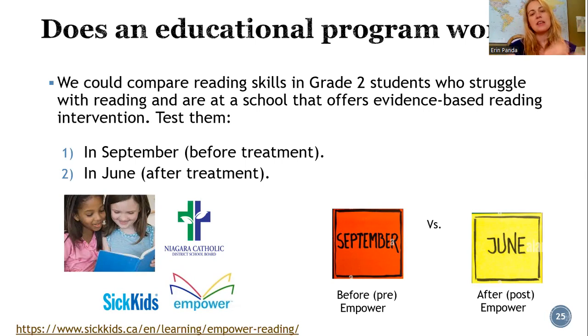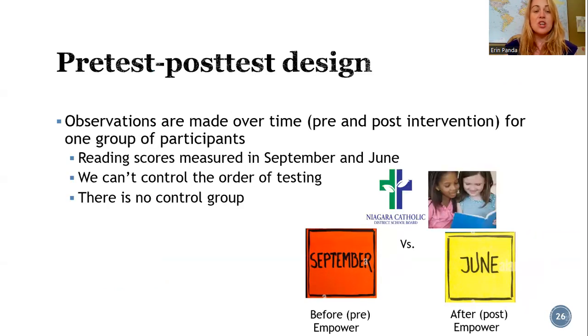So we could take those kids that are receiving the program and test their reading skills at the beginning and end, and measure how much change they showed, how much learning and improvement they showed. This is called a pre-test post-test design because we're measuring reading pre and post intervention. We can't control the order of testing. All kids are getting tested first in the fall, then in the spring.